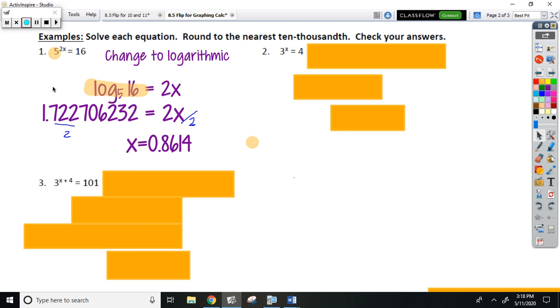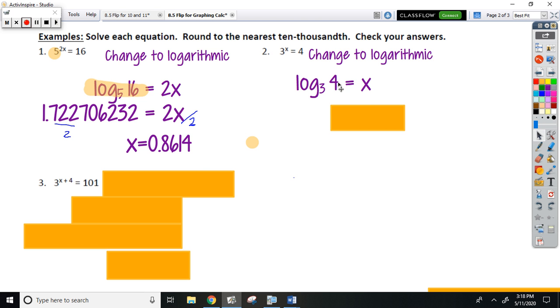Again, if you prefer how I showed it in video 1, you would just take the log of both sides, use your exponent rule, and solve accordingly. But this is a little bit faster for those of you with the graphing calculator. Let's try another one. Again, change this to logarithmic. The base stays the base. So it'd be log base 3 of 4 equals x. X is already solved, so all we have to do is type that in our calculator.